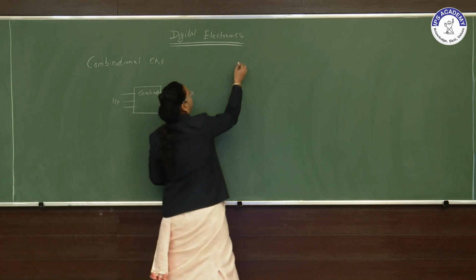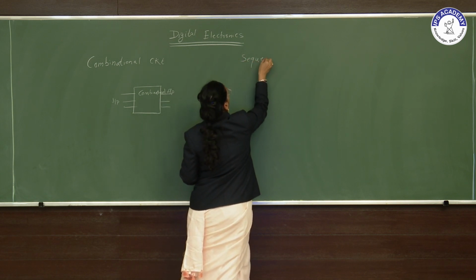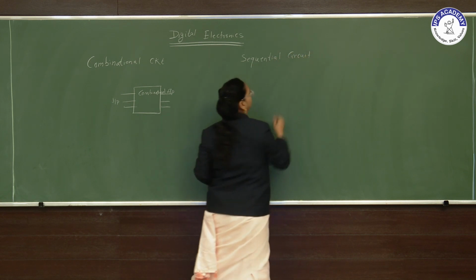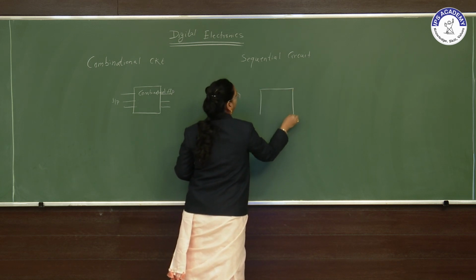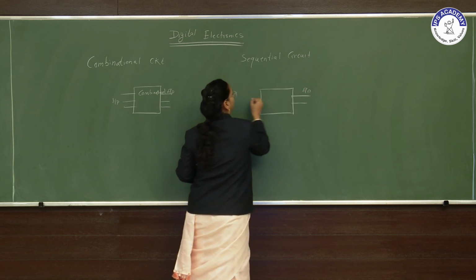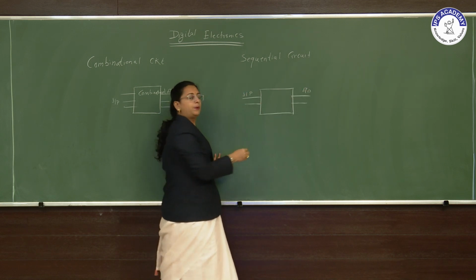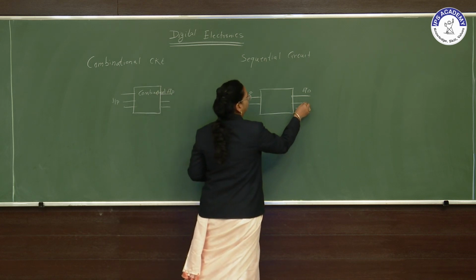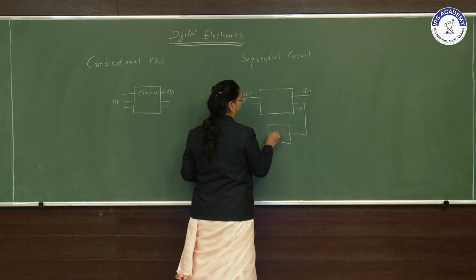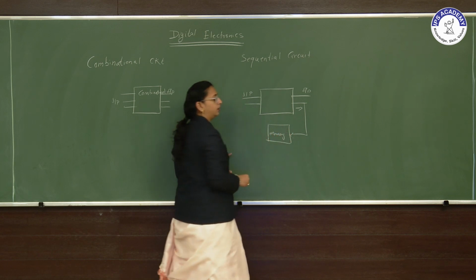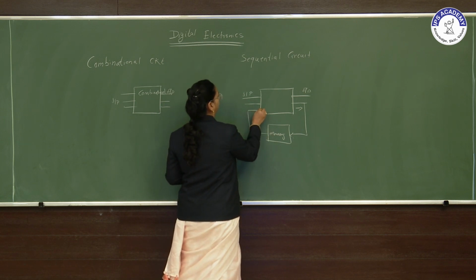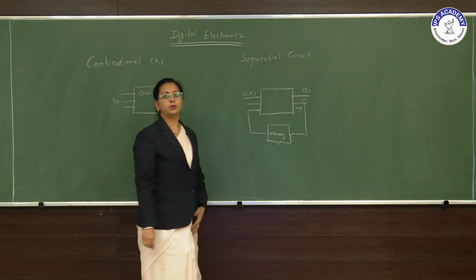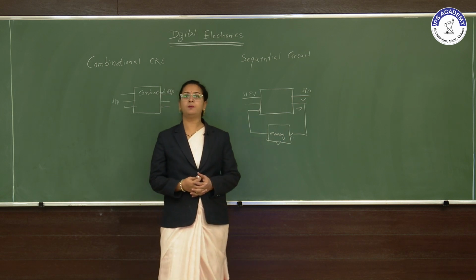But in sequential circuit, the other type in digital electronics, the output of the sequential circuit will depend on the present input as well as the previous output. According to the previous output, the output will be declared. So for this, we have to use a memory device. The data of output will be stored in the memory and then it will be fed into input. So this output will depend on this present input as well as the previous output which is stored in the memory, or the previous output just before the clock pulse.